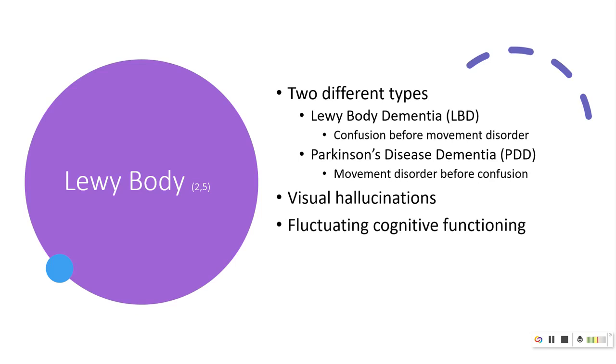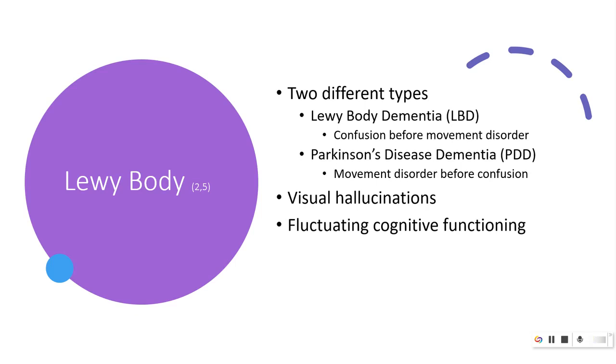So when we talk about Lewy body dementia, there is confusion that occurs before a movement disorder. And the movement disorder is similar to Parkinson's disease. So Parkinson's disease dementia is when the movement disorder starts. So they would have Parkinson's first, and then they have some confusion. So usually it's about a year after things happen. So if there's confusion first, and then there's a movement disorder, that occurs a year after. So first there's going to be some confusion, and then a year later we might start to see some movement disorders, similar to Parkinson's disease.